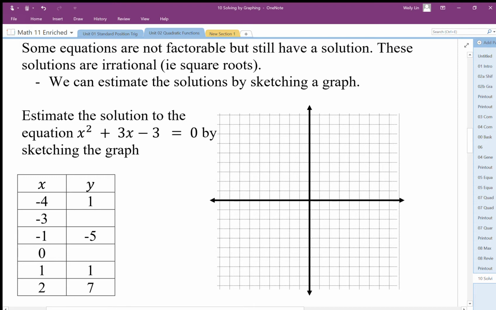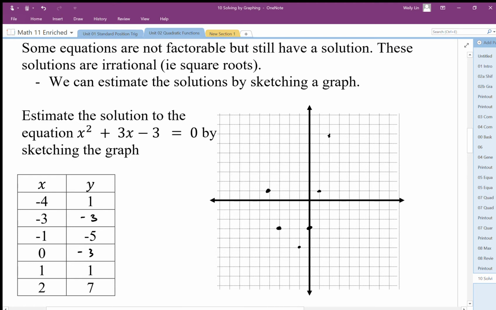If we sketch this graph, we plug in our x and y coordinates. Okay, negative 3, we plug in negative 3, we're going to end up with 9 minus 9 minus 3, which is going to be negative 3. So negative 3, negative 3, negative 1, negative 5. When we plug in 0, we get a y-intercept of 0, negative 3. 1 over 1 up, 2 over 7 up.